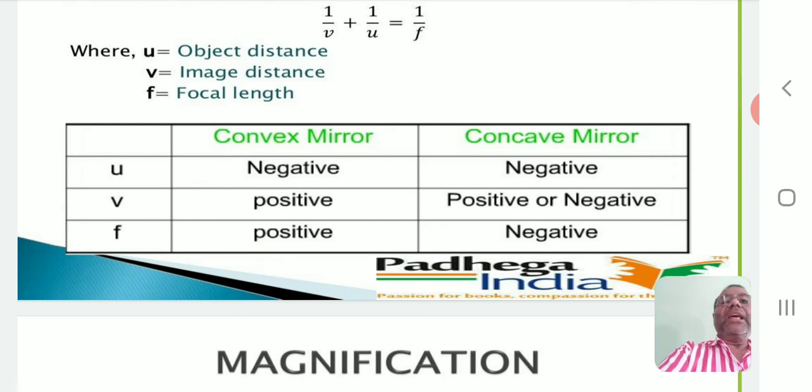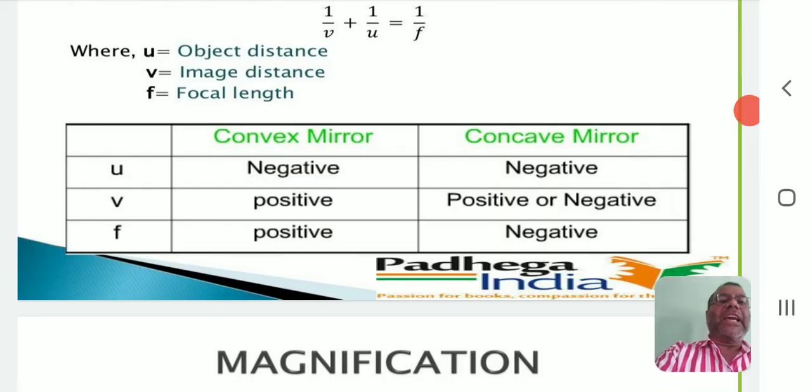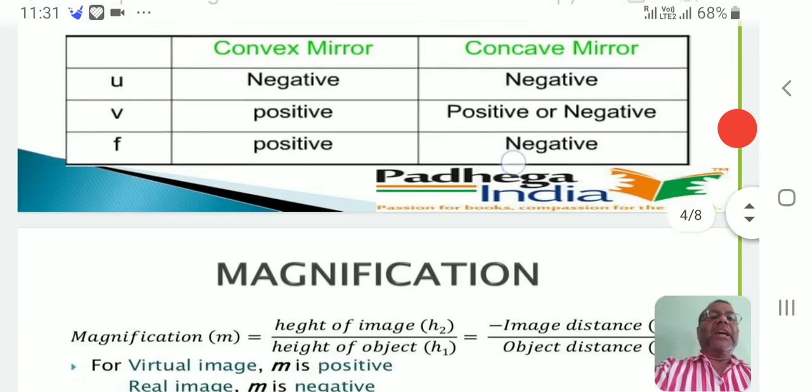Now focal length: in case of convex mirror it is always positive, while in case of concave mirror it is negative. It is very clear. Whenever you decide this sign convention, always imagine or draw a ray diagram of reflection through spherical mirrors, and then this sign convention will be very, very clear to apply. Okay, now come to the next slide.